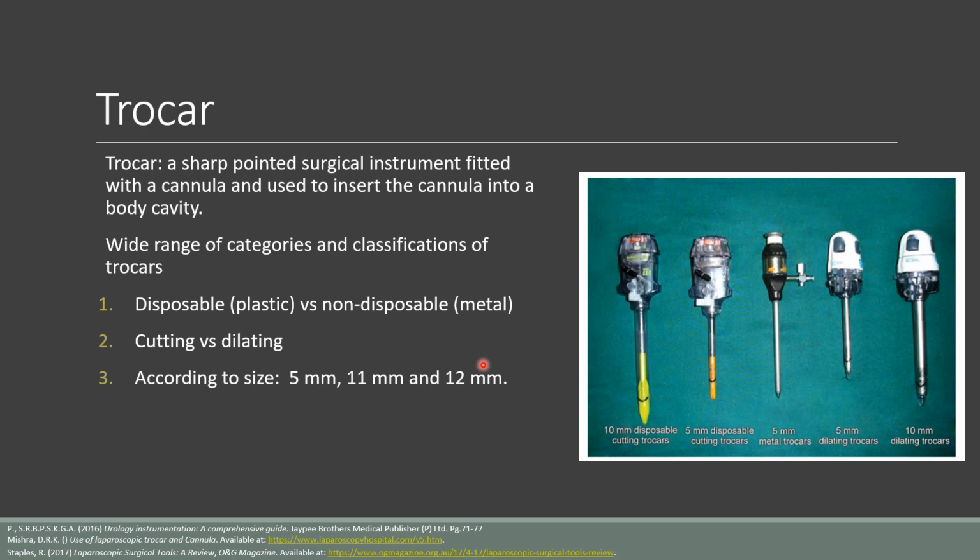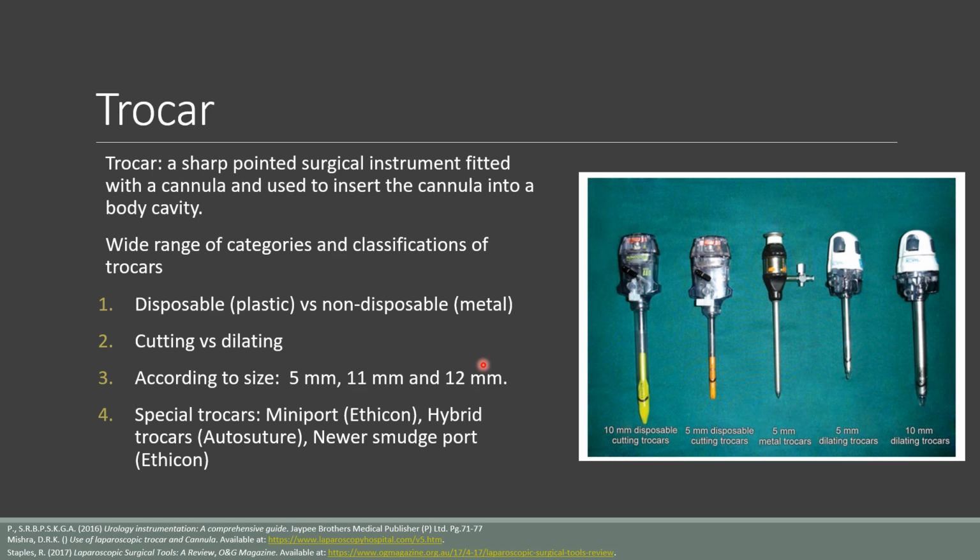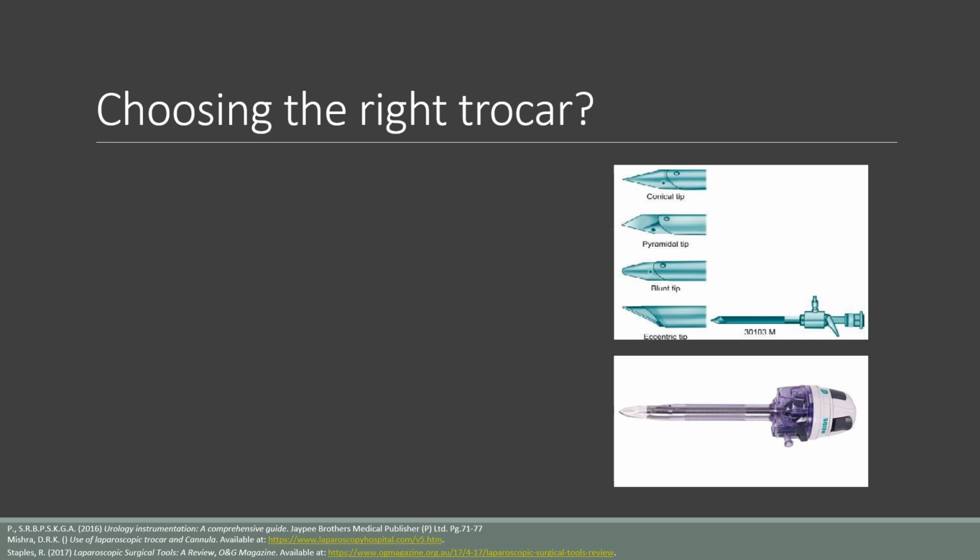Then we can also classify trocars in terms of size. So we have small trocars, so 5mm, 11mm, 12mm, and there's a wide range. We also have special trocars like mini ports, hybrid trocars, the newest merge port trocars, and these kinds of things. Picking what type of trocar you want is probably dependent on the procedure, the surgical preference, and lots of different factors. So just a little bit more on choosing the right trocar.